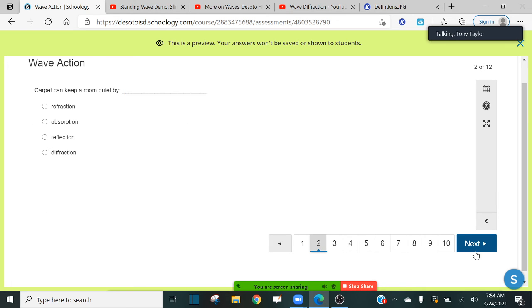So look at this question right here. It says carpet can keep a room quiet by what? So guys, carpet is obviously something soft. So if it keeps a room quiet, obviously there must be absorption of waves from the carpet, right? So like if you're yelling, and yet you don't hear that much in return, it's because the carpet is a soft object that is absorbing a lot of the waves, and very little waves are being reflected back. So it's because of absorption. Absorption is basically sucking in of those waves.